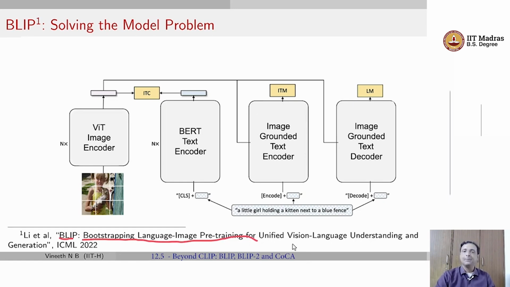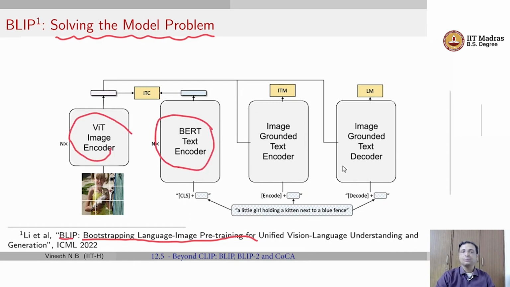As you can see here, their objective was to solve the model problem in CLIP, and their entire model is made of 4 components: a ViT image encoder, a BERT text encoder, an image grounded text encoder, and an image grounded text decoder. The input to their system is an image which is divided into patches, as well as the text corresponding to the image.